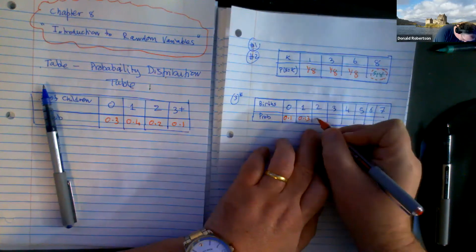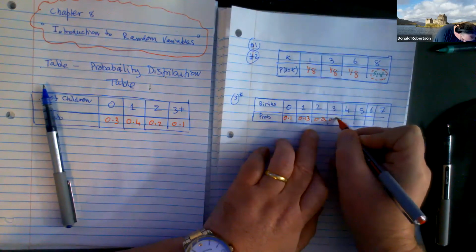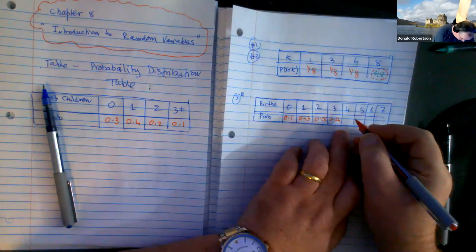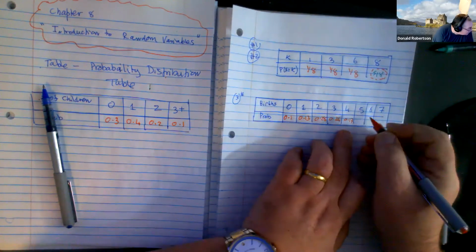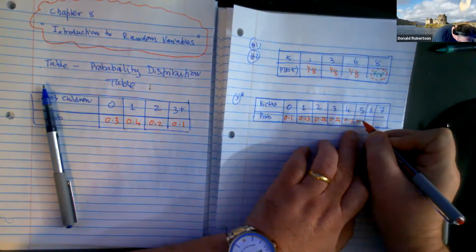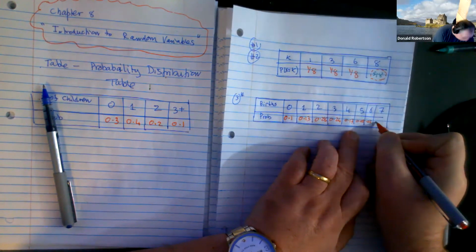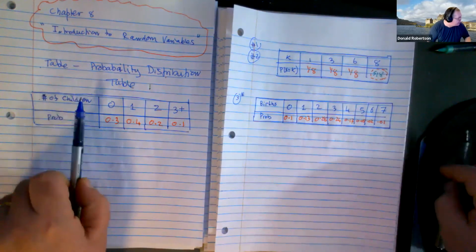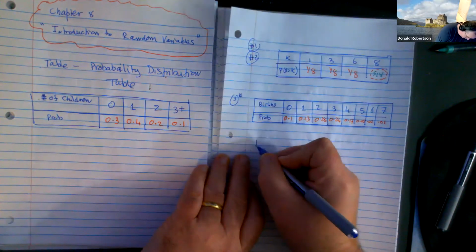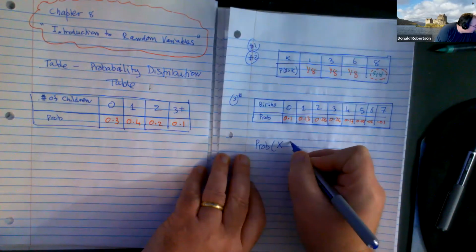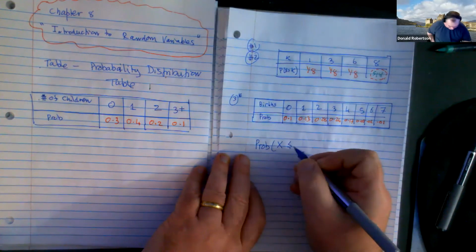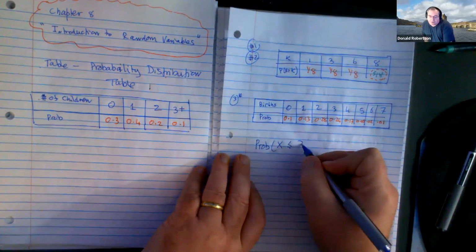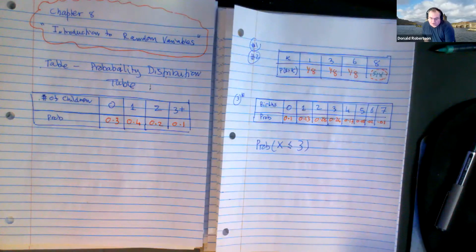13, 28, 24, 17, 5, 2, and a 1. Evidently, they never get 8 births in a day. It never happened. And you could be asked, half the battle is understanding the notation. Find the probability that x is less than or equal to 3.